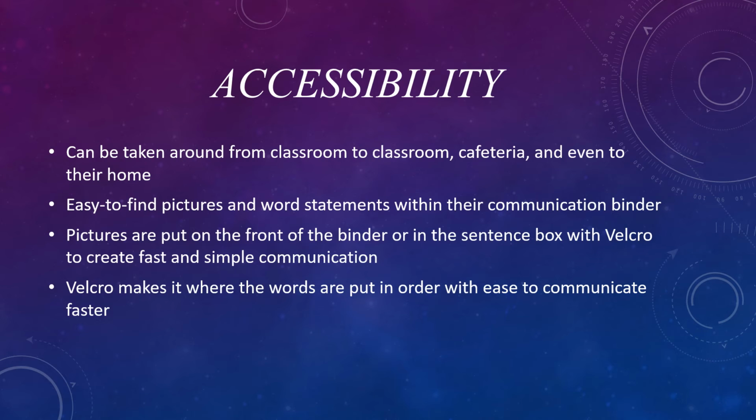The pictures are going to be where they can be taken out and put on the front of the binder, and usually that means there's like three little spots. That's really all you need. You can make four, you can make two, but depending on what they want to say, how intricate they want to say it, and how effective they want to say it, I would recommend just doing three little spots for Velcro pictures where they can say, like, I want, and then to go, and then bathroom, or I want food please at the very end. All of this is so that it can be easy and they know exactly where it's going, and do it quickly. The Velcro makes it where the words are put in order, with ease, to communicate faster.